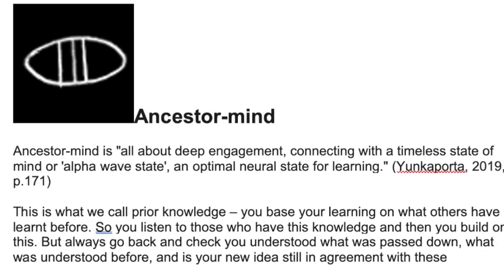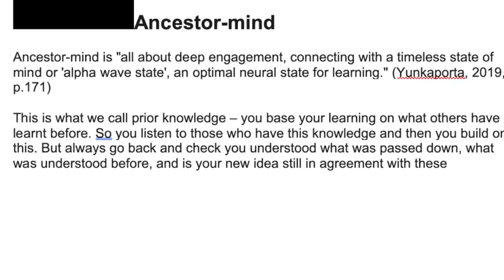Then there's ancestor mind. It's all about deep engagement, connecting with a timeless state of mind or alpha wave state, an optimal neural state for learning. This is what we call prior knowledge in our work with communities. You base your learning on what others have learnt before. So you listen to those who have this knowledge, and then you build on this. But always go back and check you understand what is passed down, what was understood before, and is your new idea still in agreement with these. So it's all about checking that you can work with what is already the knowledge and skills in the community and making something from that for the future.